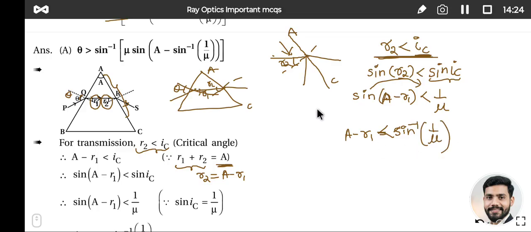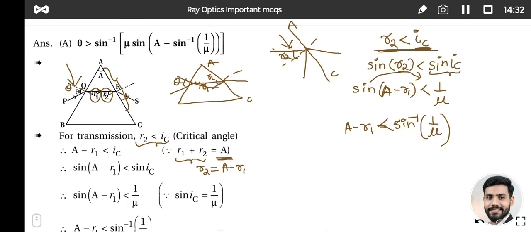Somehow we have to convert this whole thing in terms of theta. We want theta, so we have to convert in terms of theta. So we'll find out this R1 first. If I take this A value to that side, we get minus R1 is less than sine inverse of 1 upon mu minus A. But here minus R1 is there, so we want plus.